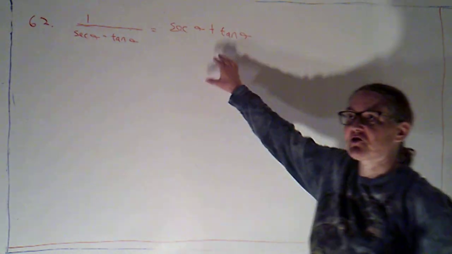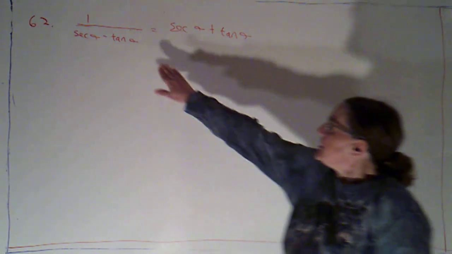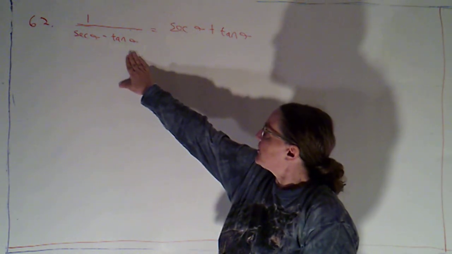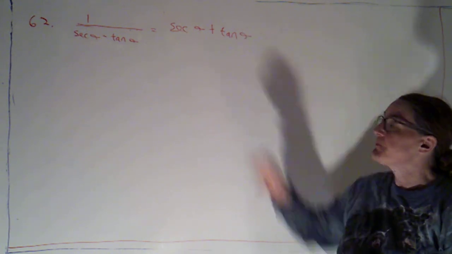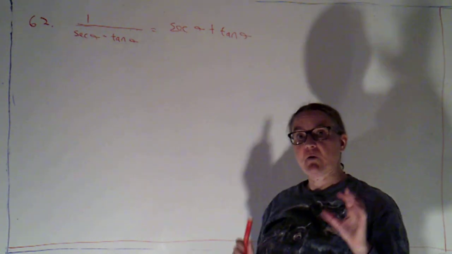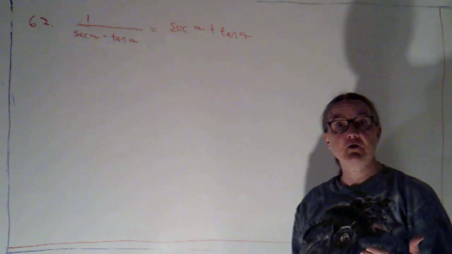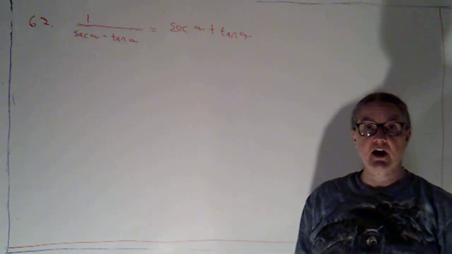Okay, I've got an even numbered problem up on the board for us to try now. So number 62 from your text, 1 over secant alpha minus tan alpha equals secant alpha plus tan alpha. Now in a minute I'm going to suggest that you pause the video and try to work this out on your own and then tune back in to check your work.